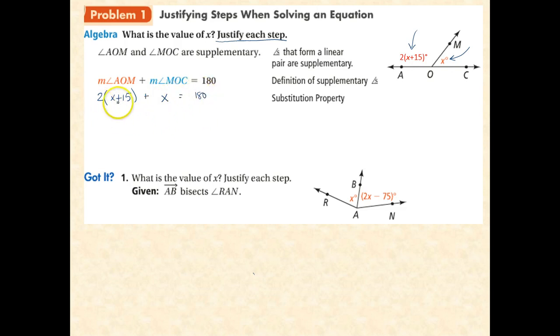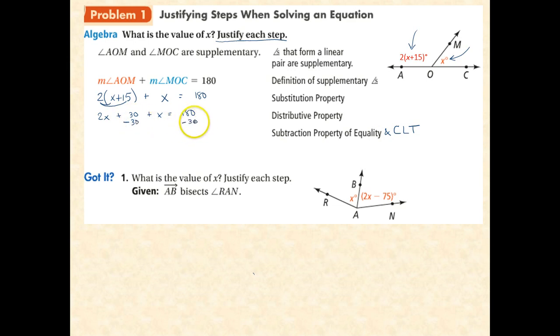And now we're going to start using those algebraic properties that we know so well. We'll use the distributive property. 2 times x plus 2 times 15 is 30. Then we're going to use the subtraction property of equality, and I'll add in there, we're going to combine like terms also. We're going to subtract 30 from both sides of the equation, and then I'm going to combine these like terms too. 2x plus x is 3x, and 180 minus 30 is 150.